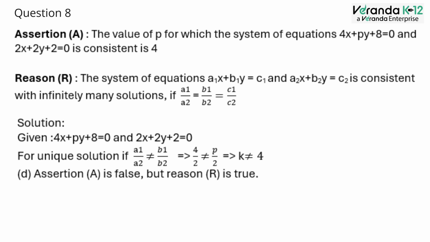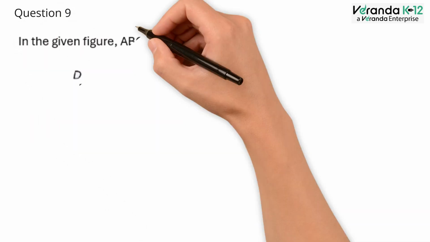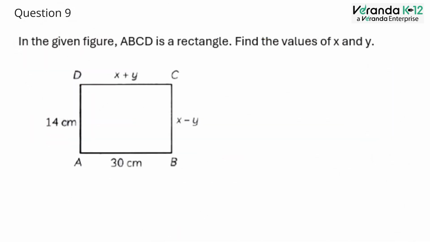So here p value should not take 4, whereas it is given as 4. So assertion is false. For infinitely many solution, a1 by a2 should be equal to b1 by b2 equal to c1 by c2, which is true. So therefore D is the option. Assertion is false, but reason is true. Now we will move on to section B.